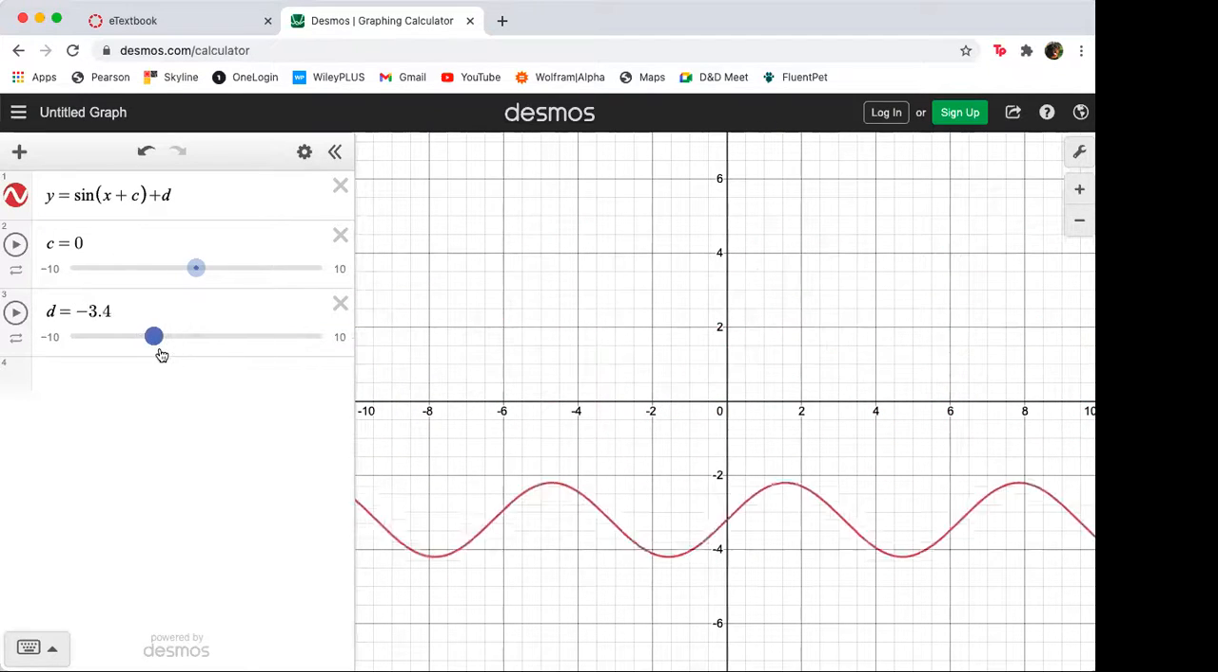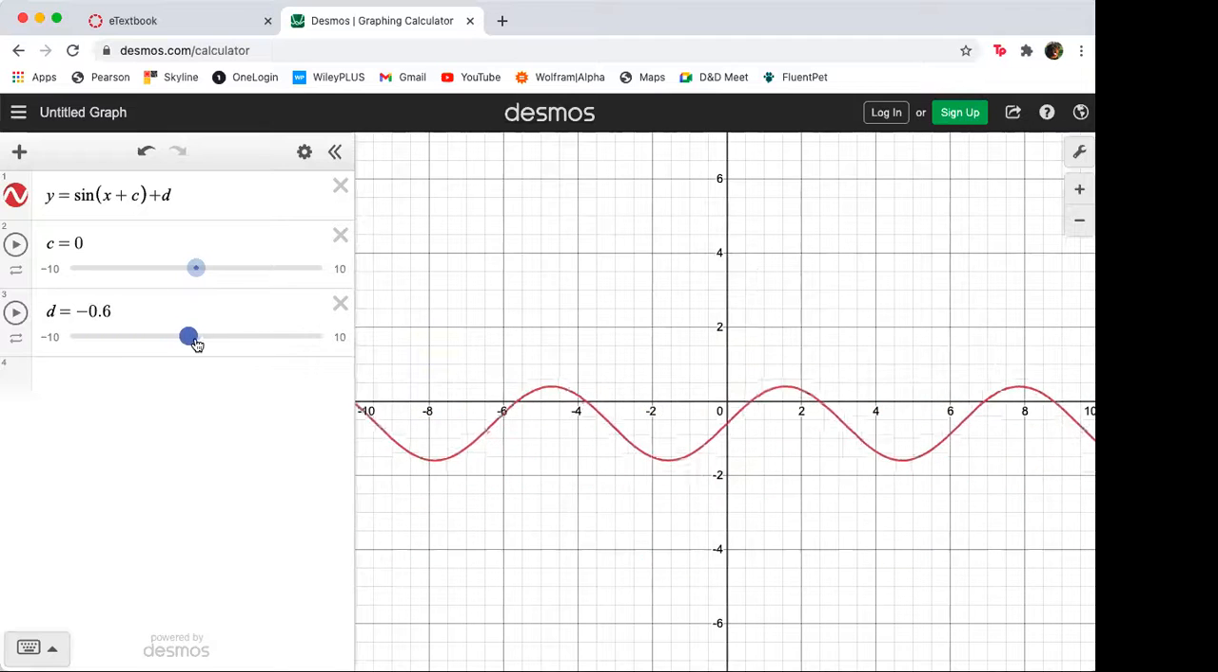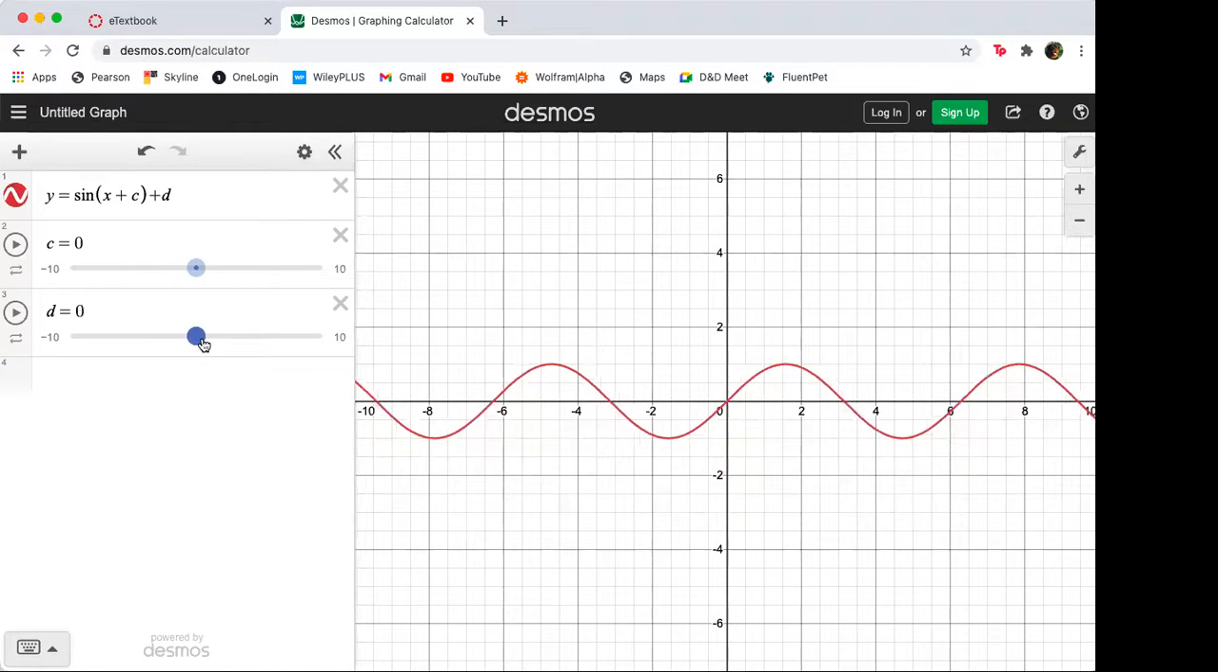But anyway, moving the D slider moves the graph up and down, but maintains the shape. The amplitude and the period are not changing. We're producing a vertical shift. Shift because we're doing addition, vertical because it's taking place after the sine.